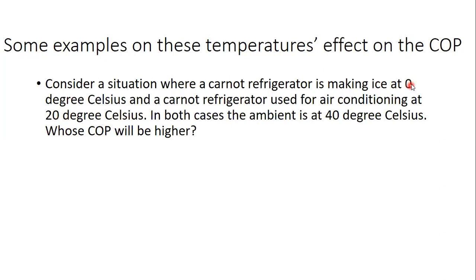That is, one refrigerator is working to produce a lowest temperature of 0 degrees Celsius. Another refrigerator is working to produce a lowest temperature of 20 degrees Celsius. In both the cases, the ambient or the surroundings is at 40 degrees Celsius each. So whose COP will be higher? You think for yourself, based on our previous discussions.